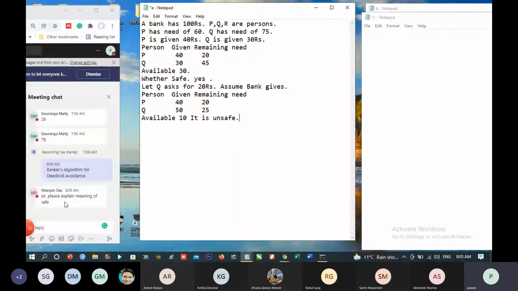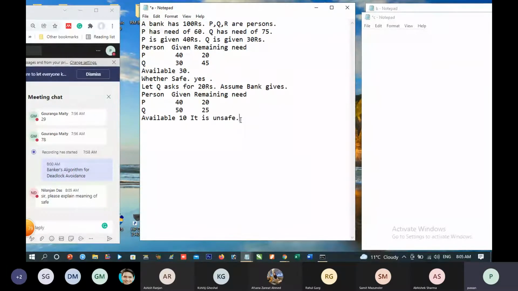I am explaining, Nilanjan, I am explaining. Meaning of safe is, can we give the guarantee that deadlock will not take place? Is it correct? And unsafe means the deadlock will certainly take place in future, even though there is no deadlock now. It is the meaning of unsafe. At present, there is no deadlock, but deadlock will certainly take place in future.